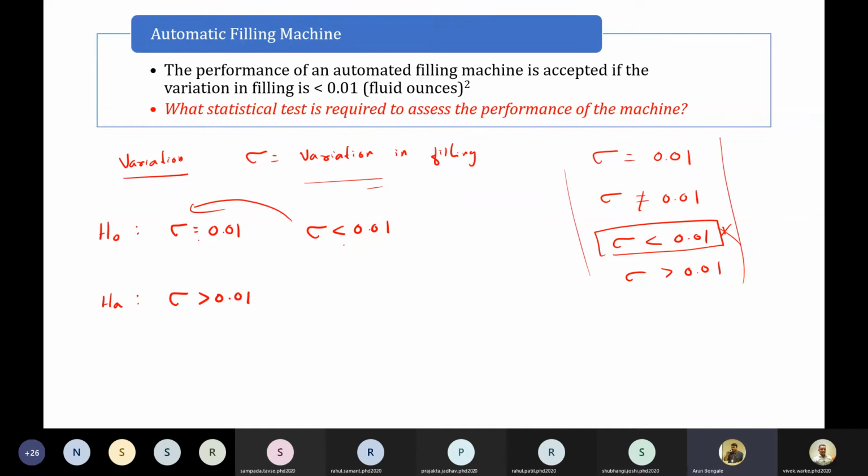So if you want to buy something, for example, if you want to buy a refrigerator, right?